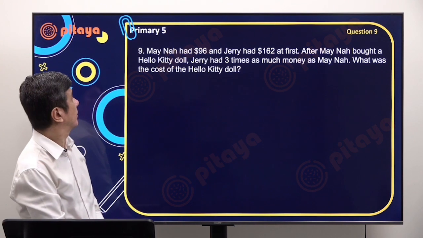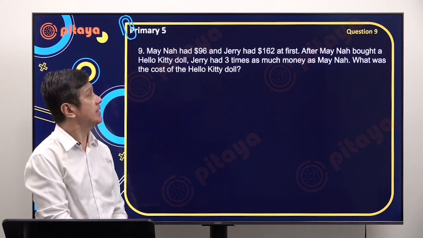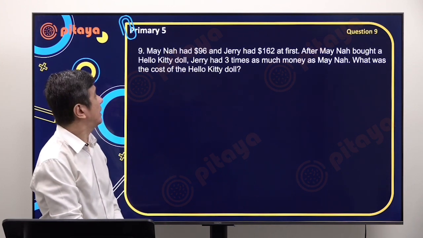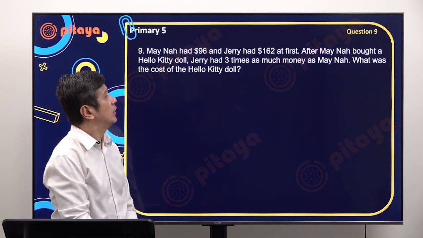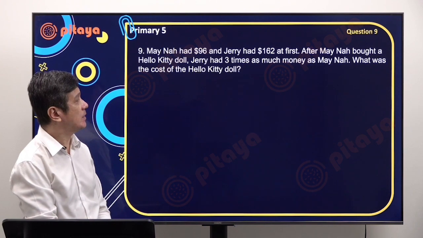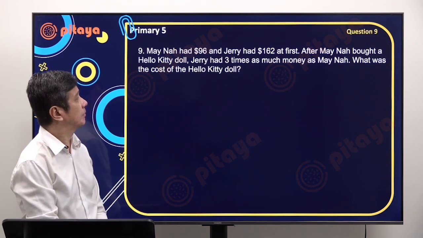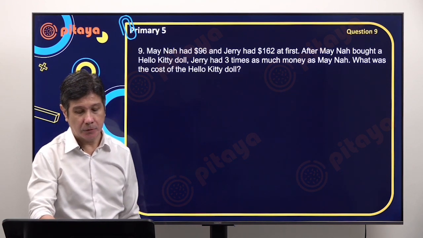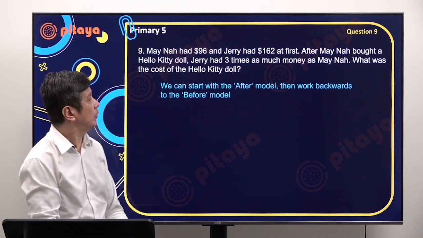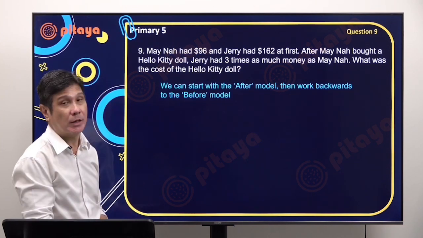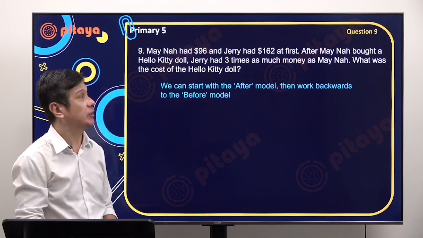Question 9. Mena had $96 and Jerry had $162 at first. After Mena bought a Hello Kitty doll, Jerry had 3 times as much money as Mena. What was the cost of the Hello Kitty doll? Alright, so what I'm going to do is draw the after model this time just to show you the difference, and then I'm going to work backwards into the before model.